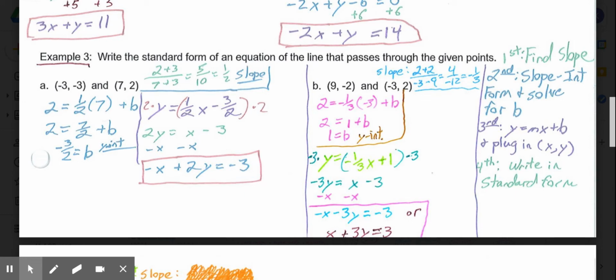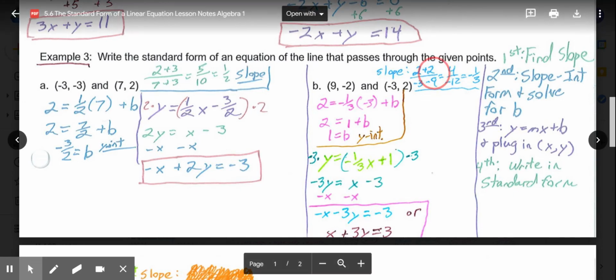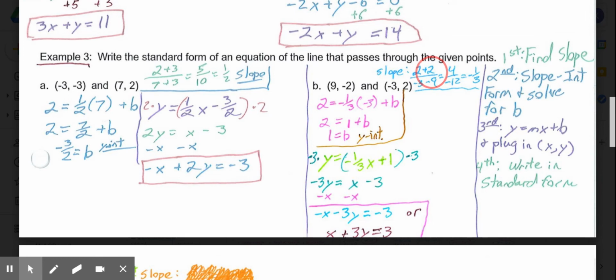And then we can do the same in part B. We have the points (9, -2) and (-3, 2). So first thing I need to do is find my slope, change in y over change in x. So 2 minus -2 on top is 2 plus 2. Bottom, -3 minus 9 is a -12. So 4 over -12 simplifies to -1/3. So now I have my slope.